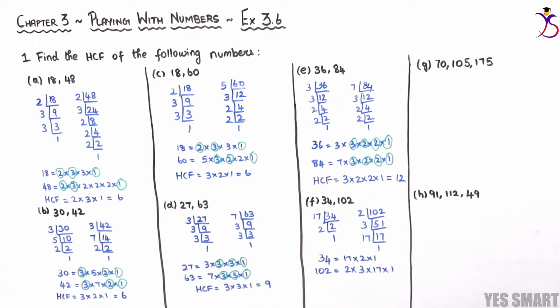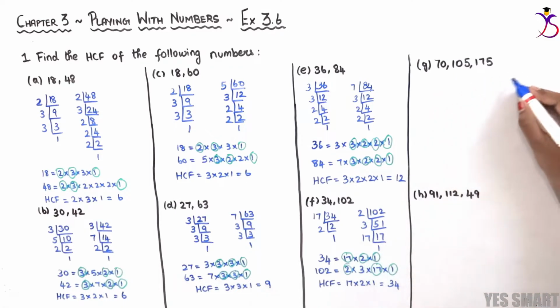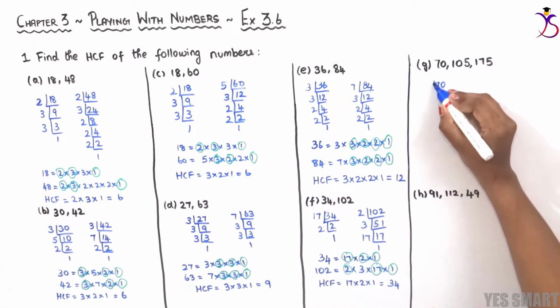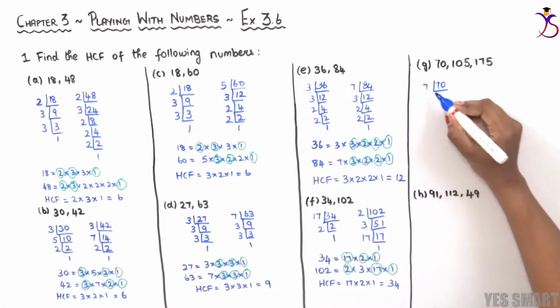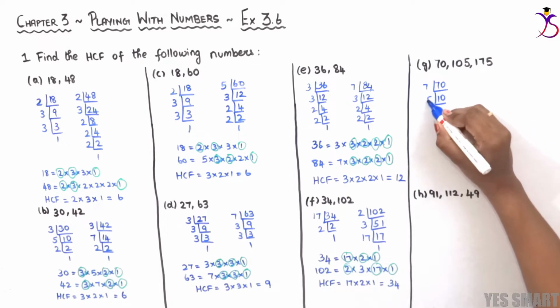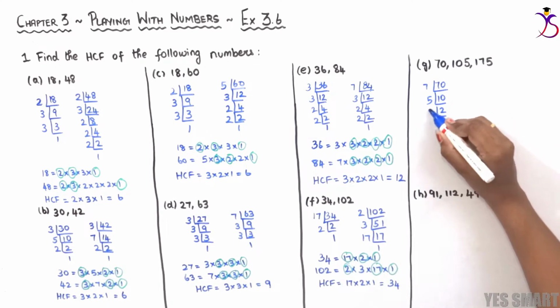Let's circle the common factors. 17, 17, 2, 2, 1, 1. Therefore, HCF equal to 17 into 2 into 1. 17 2s are 34, 34 1s are 34. Now let's move to the G sum. 70. Let's start with 7. 7 10s are 70, 5 2s are 10, 2 1s are 2.